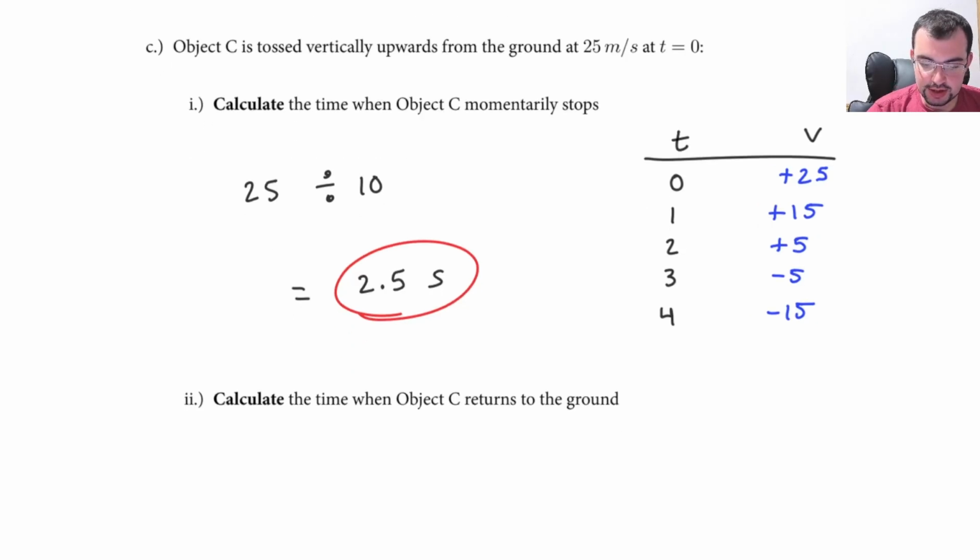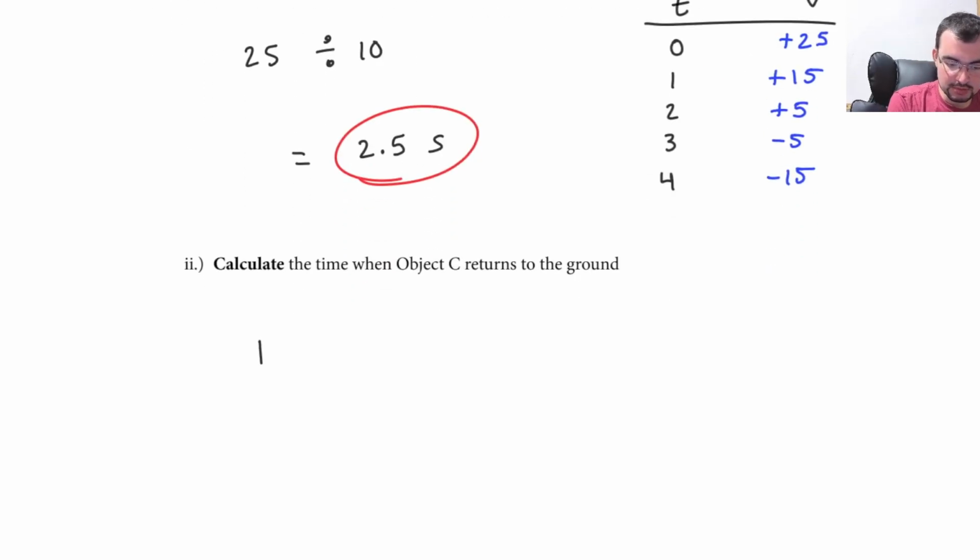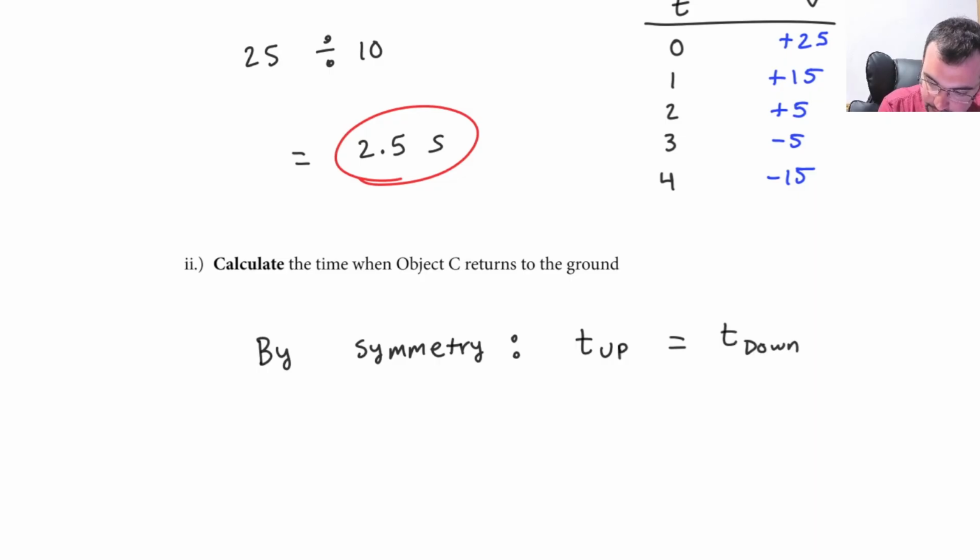When will object C return to the ground? Well, by symmetry, the uptime is equal to the downtime. So T is just 2 times 2.5, which is 5 seconds.